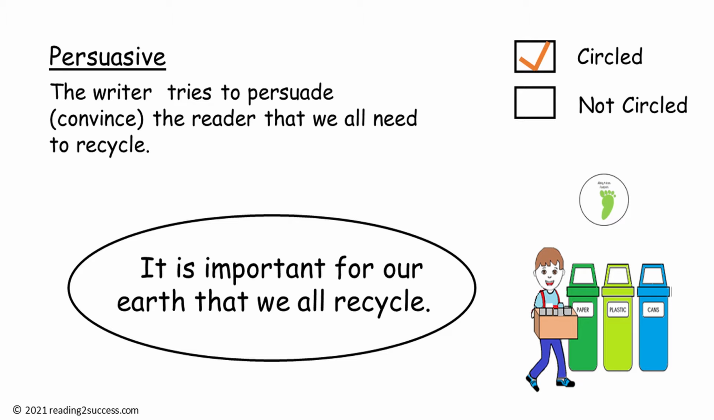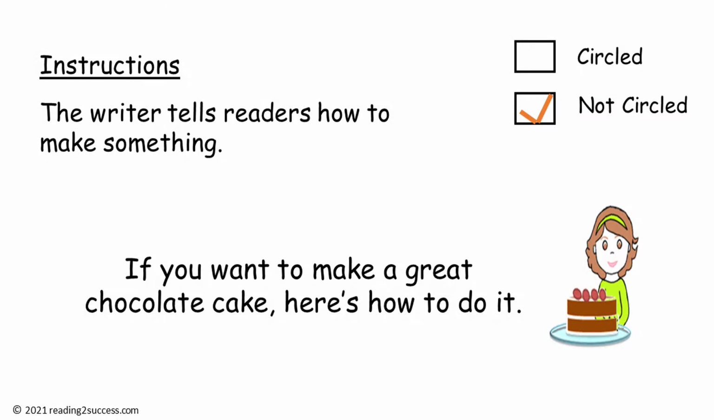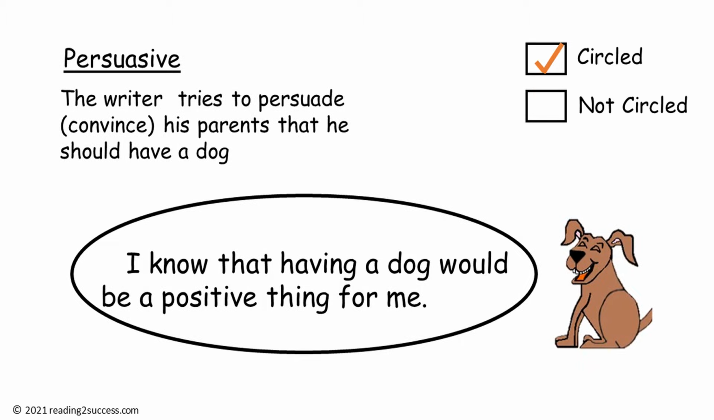The next one is persuasive. The writer tries to persuade the reader that we all need to recycle, so we do circle it. This one provides instructions. The writer tells readers how to make something, so we do not circle it. And our last one is persuasive. The writer tries to persuade his parents that he should have a dog, so we do circle it.